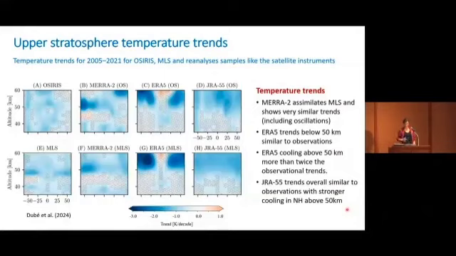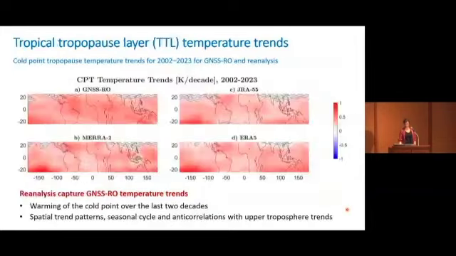And then JRA-55, we see also a bit too large temperature trends in that region, not quite as much as ERA5. So to sum this up, trends are quite reasonable below 45 kilometers, and then you see larger differences above that level. All right, let's switch and go to the tropical tropopause layer.